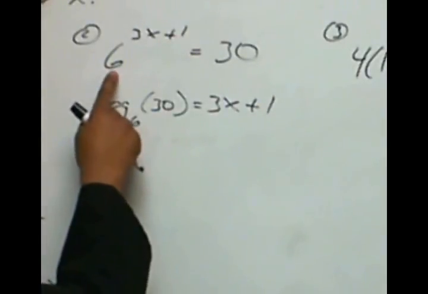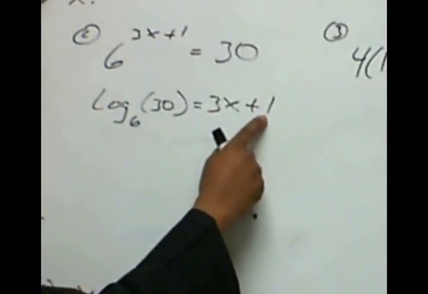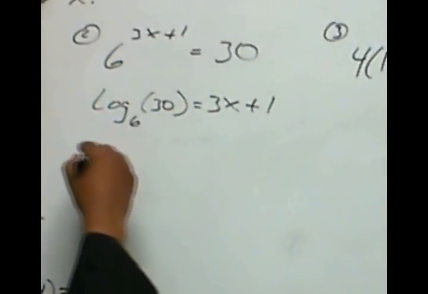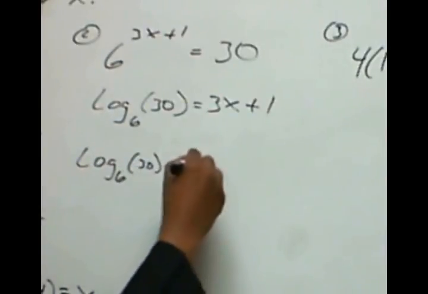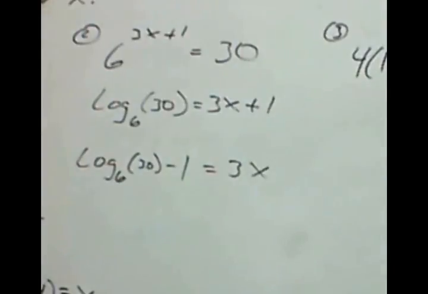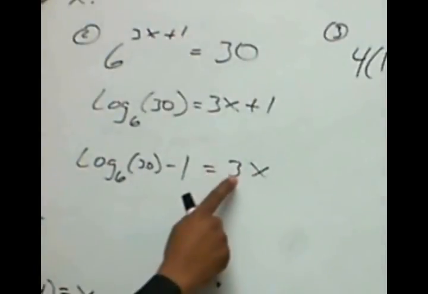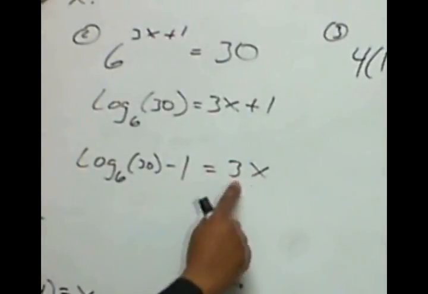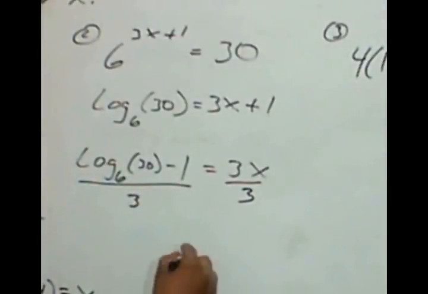Okay, now the 6 has been removed, and we now only have 3x plus 1. Next, I want to get rid of the 1, so I'm going to subtract 1 from both sides. So this is now log base 6 of 30 minus 1 equals 3x. So that's 2 down. We just got rid of the 6. We just got rid of the 1. Now we have left this 3. So I'm going to divide both sides by 3. And now we have x.